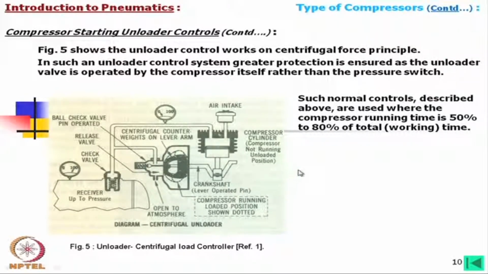Such normal controls described above are used where the compressor running time is 50% to 80% of total working time. Okay.